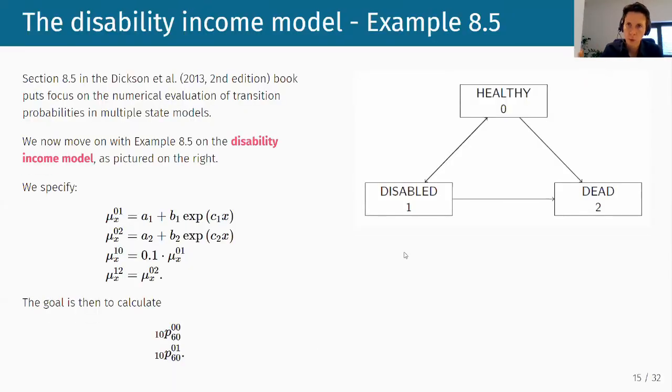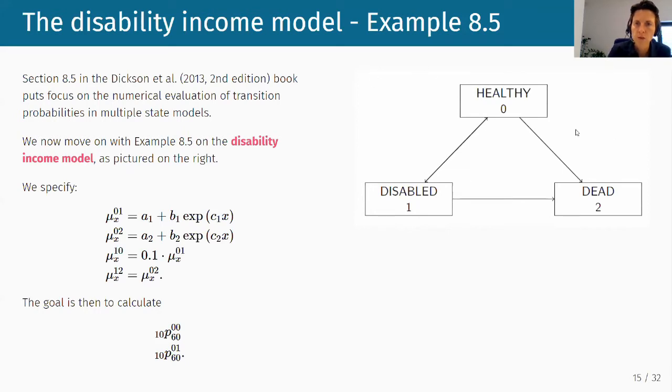Good, let's move on. Now we've got another example to cover. I'm going to continue with my transition probabilities, but I'm going to switch to a more complex multi-state model. So here I've got the disability income model, where I've got transitions from 0 to 1, 0 to 2, from 1 to 0, from 1 to 2, and I guess I mentioned all of them.